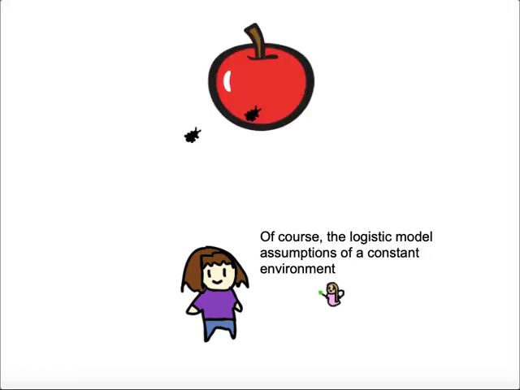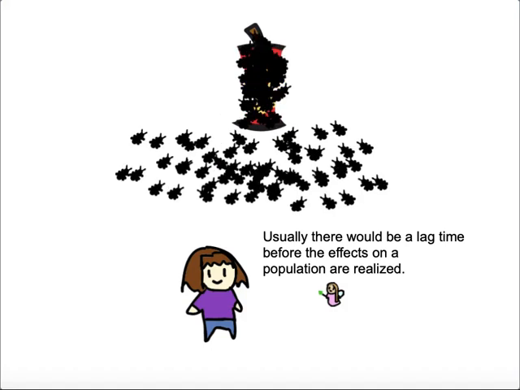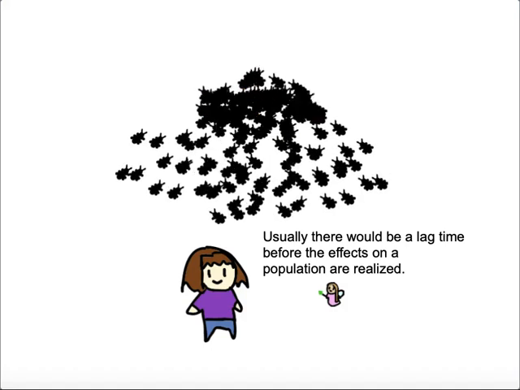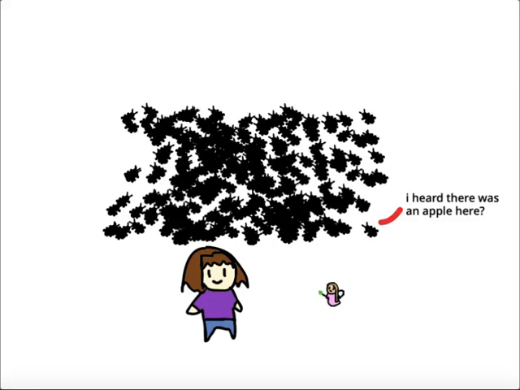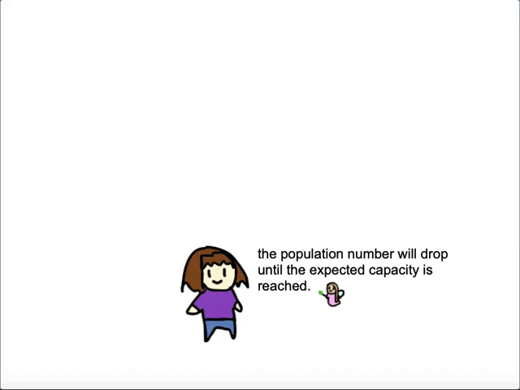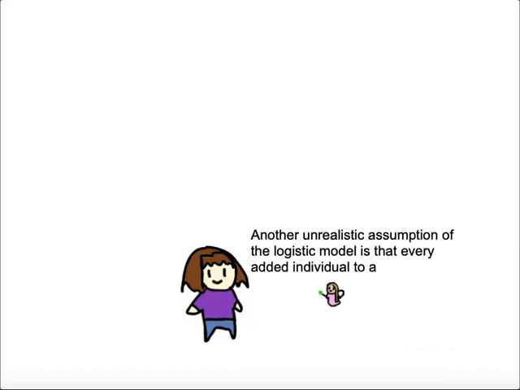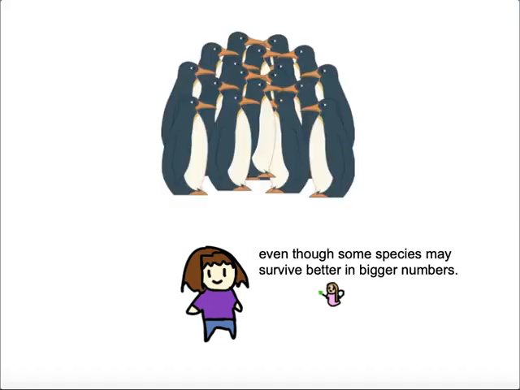Of course, the logistic model assumptions of a constant environment and instant adjustment to growth do not work in nature. Usually there would be a lag time before the effects on a population are realized. For example, if an abundance of resources were to suddenly disappear, a species may continue reproducing at a fervent rate. When the lack of food is realized, the population number will drop until the expected capacity is reached. Another unrealistic assumption of the logistic model is that every added individual to a population will always create a negative effect, even though some species may survive better in bigger numbers.